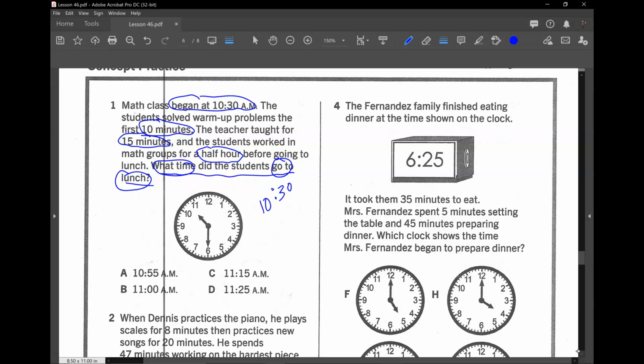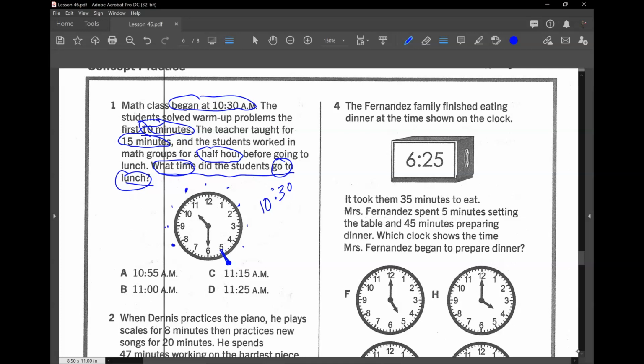So the first one is 10 minutes. So we're going to count by fives because each one is 5. So we have 5, 10 would be here. So I'm done with 10. Then the teacher taught for 15 minutes. So 5, 10, 15. And then it says that they worked in math groups for half an hour. Half an hour is 30 minutes. So now I'm going to count 30 minutes. So 5, 10, 15, 20, 25, 30.